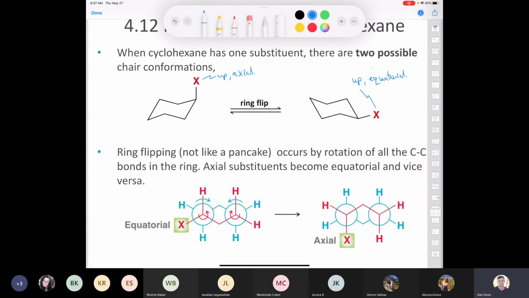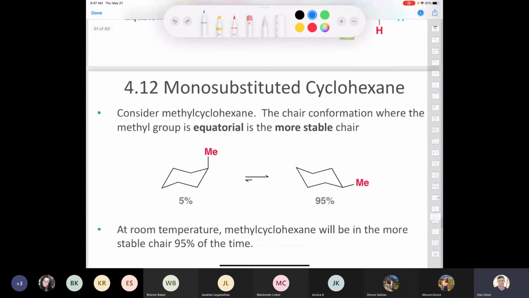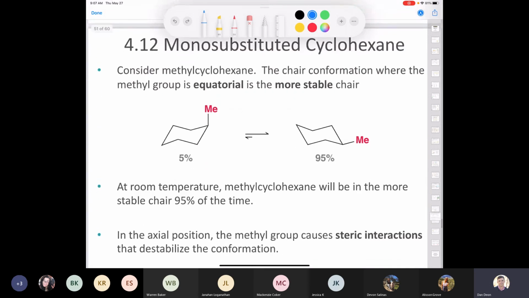All right, ring flipping, not like a pancake, occurs by the rotation of all carbon-carbon bonds in the ring. And I demonstrated that for you earlier today. Axial substituents become equatorial and vice versa. Equatorial substituents will become axial, as is shown right here. This is where a model kit could probably come in really handy.